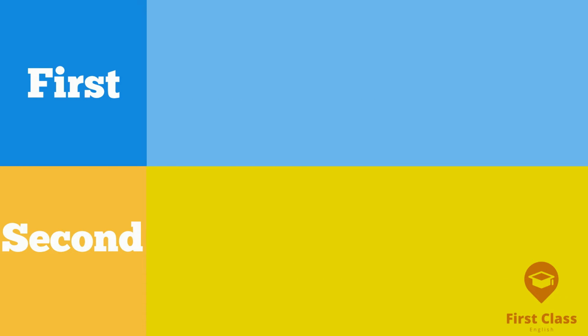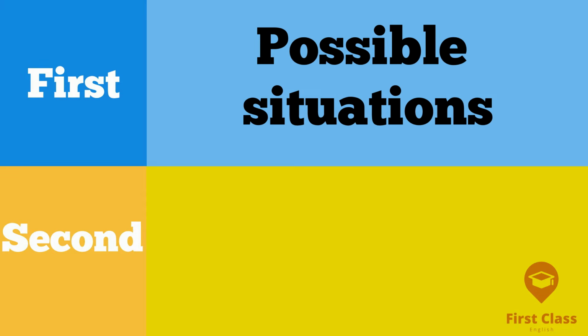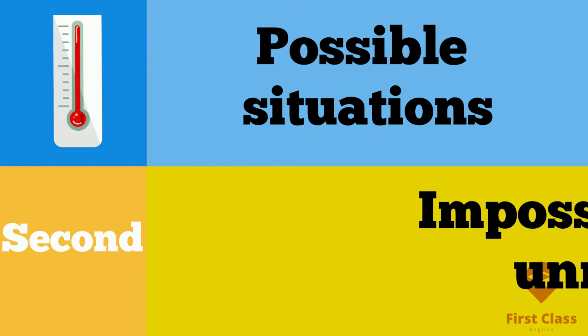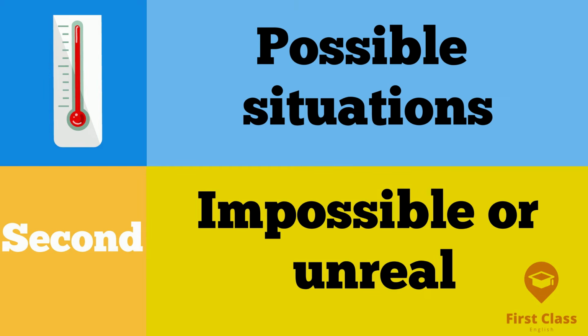The first conditional is used to talk about possible situations. For example, if the weather is good, but we'll have to check. The second conditional is used to talk about unreal situations. For example, if the weather were good, but we know it's not.